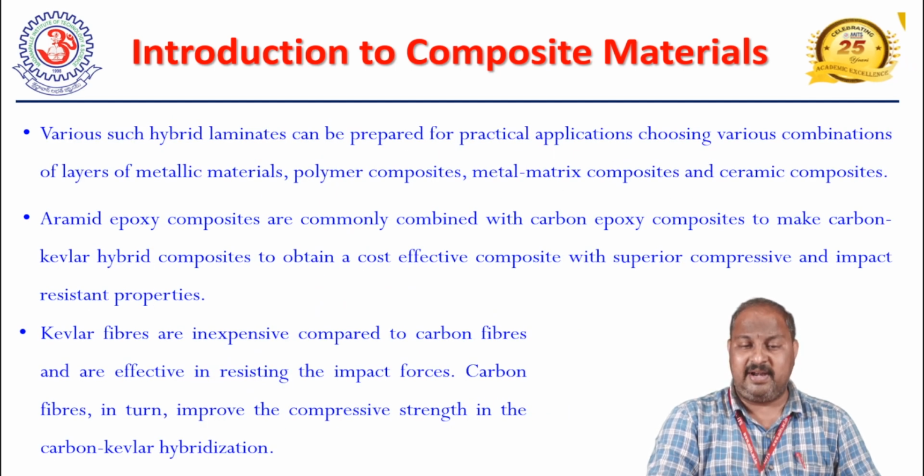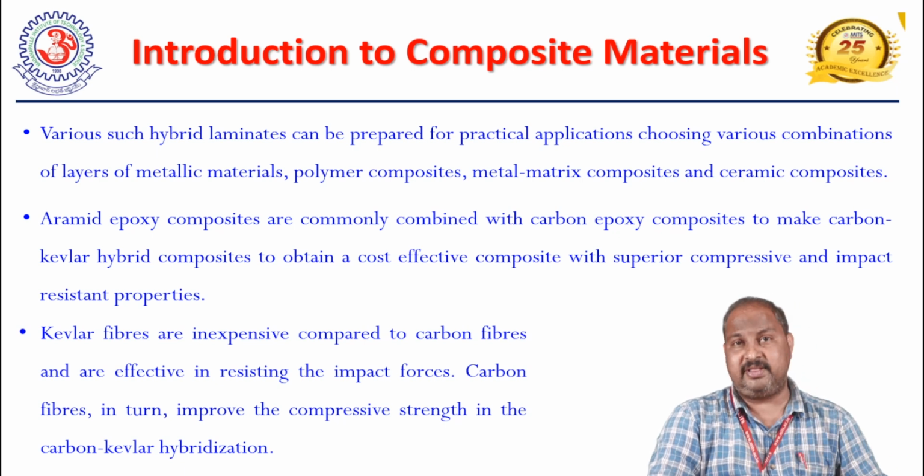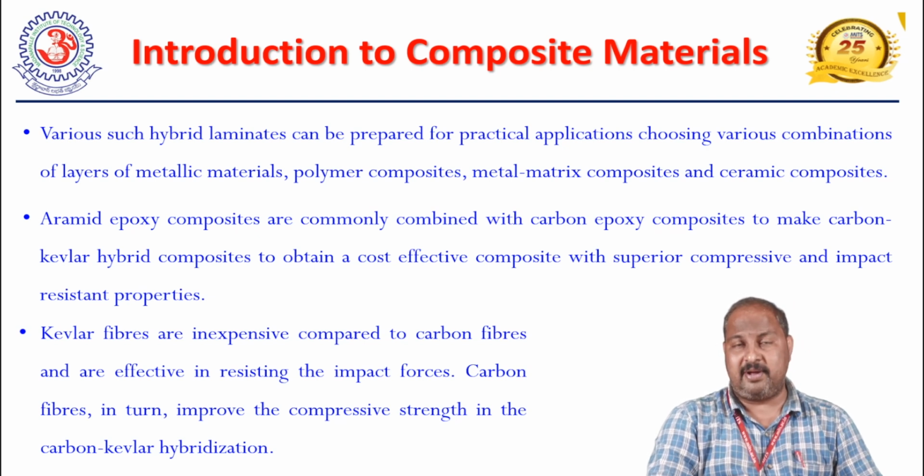Various such hybrid laminates can be prepared. For example, if I want a composite with a hybrid of glass fiber reinforced composites and carbon fiber reinforced composites, or aramid fiber reinforced composites, one layer we can make with the impregnated fiber with glass fiber, and another impregnated lamina with carbon fiber. In that way we can combine them and obtain hybrid composites, which is possible here.